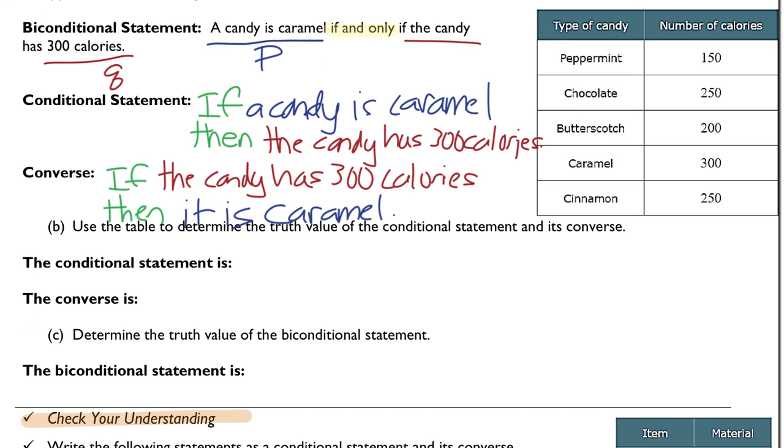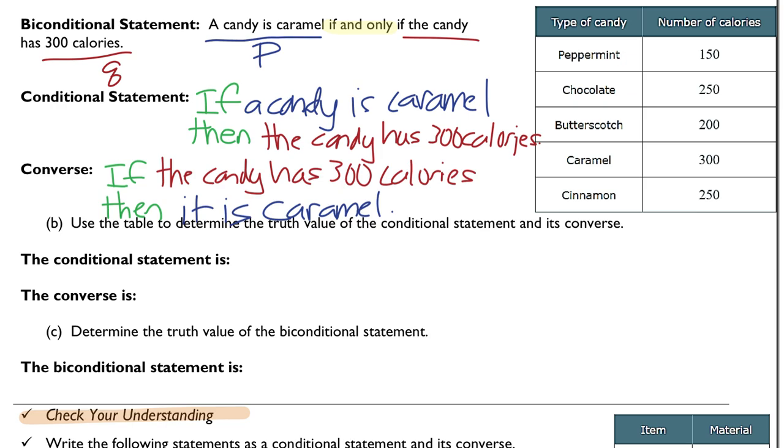Now we're going to figure out, are those true? If they're both true, we can say that conditional statement is true. So the IFF, or if and only if, is the biconditional statement. And it needs to be both true or both false for this to work.